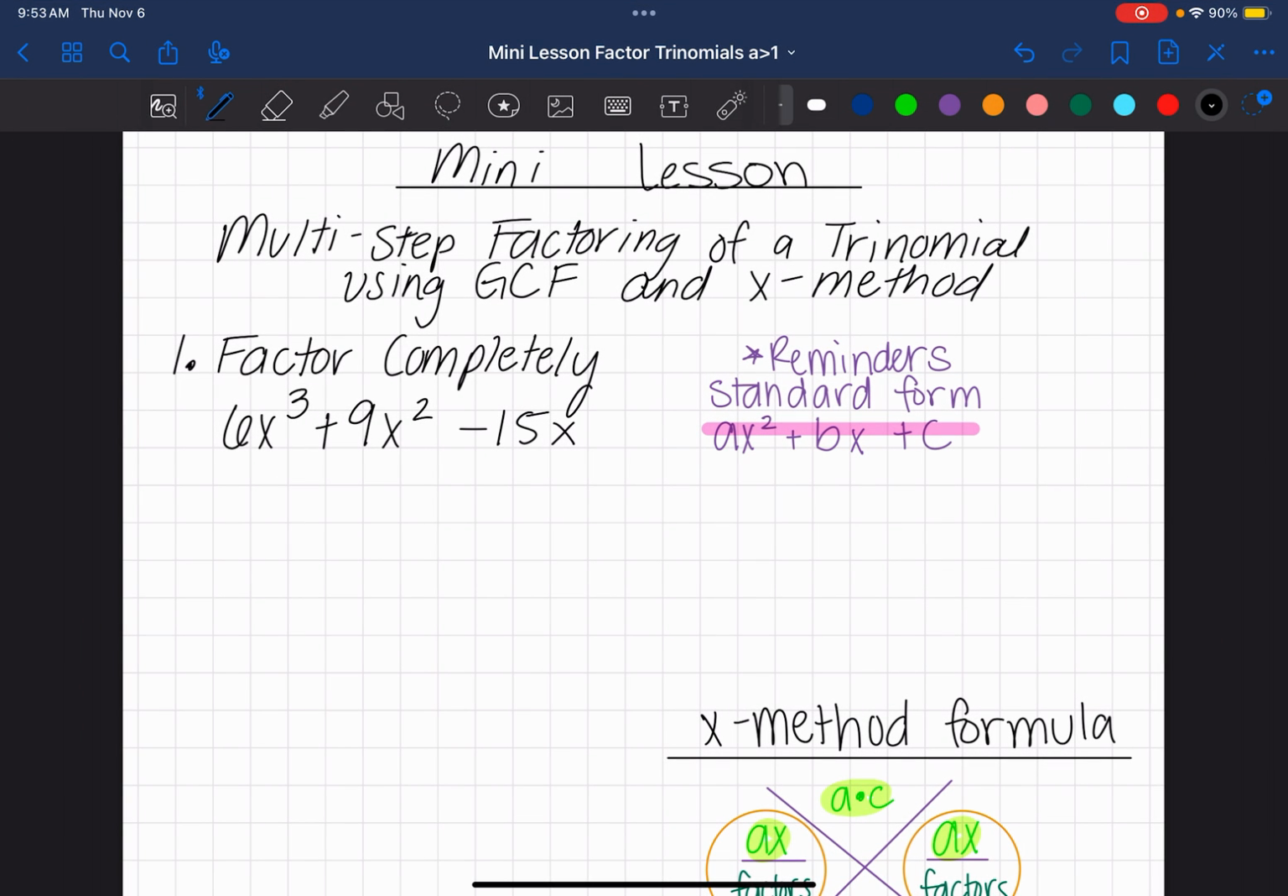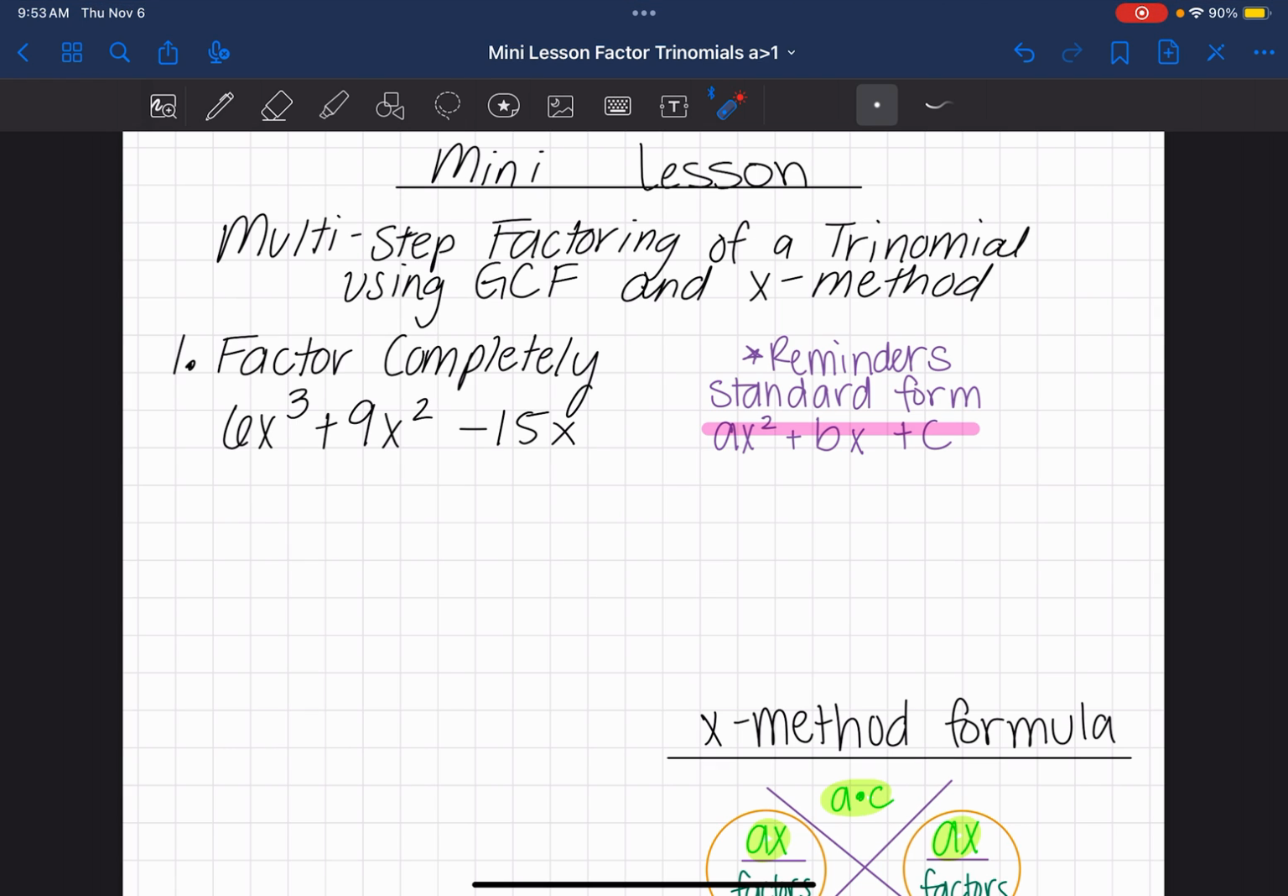Alrighty, we are going to be completing a multi-step factoring of a trinomial where we have to use GCF and then X method to have it fully factored. So we are looking at question 1 of 6x cubed plus 9x squared minus 15x. And then I do have this first reminder over here that we need our equation to be in standard form, which is ax squared plus bx plus c, to be able to use our X method.